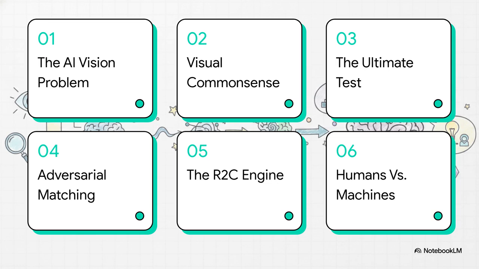All right, here is our agenda for the explainer today. We'll start with the AI vision problem, move into visual common sense reasoning, then look at creating the ultimate test, adversarial matching explained, the R2C reasoning engine, and finally wrap up with humans versus machines. Let's get right into it.